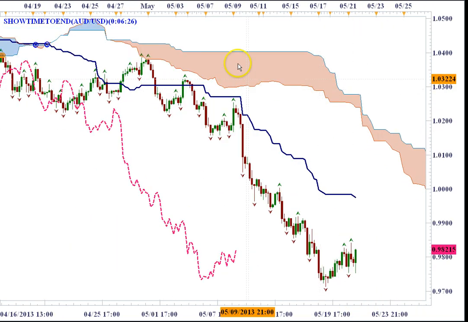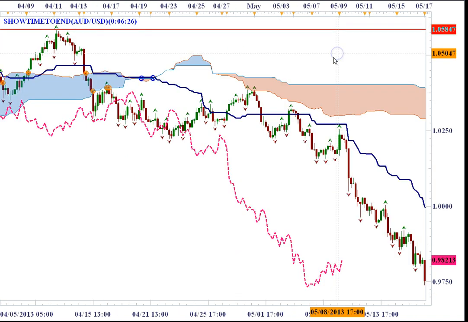And then here's a pair. You could see how nice it rides with the Kijun. Here's a breakout.